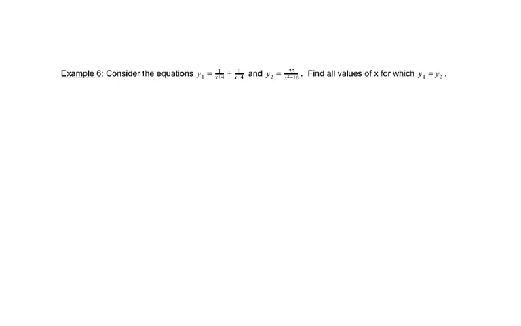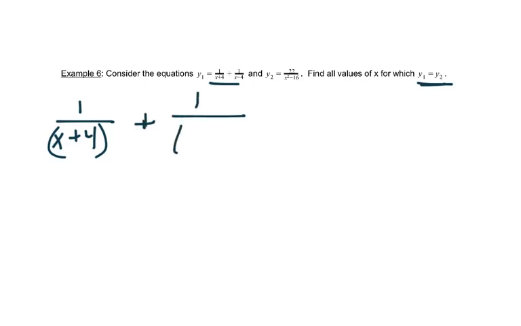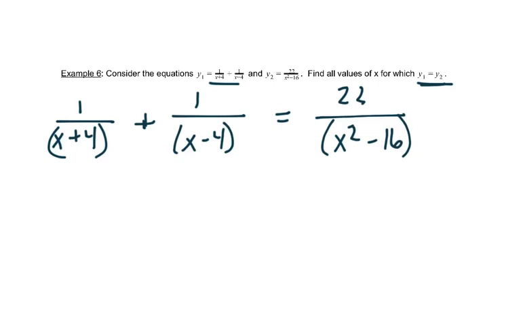So we'll do one more problem. This problem says make y1 equal y2. So if we do that, here's y1. We'll write 1 over x plus 4, and I'm going to put that in parentheses because that needs to be glued together, plus 1 over x minus 4. Again, I'm going to put that denominator in parentheses. And we want that to equal 22 over x squared minus 16. You can put that in parentheses if we want.